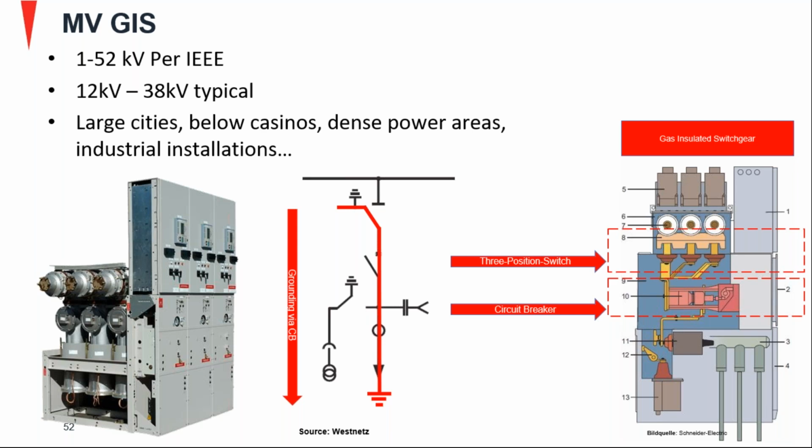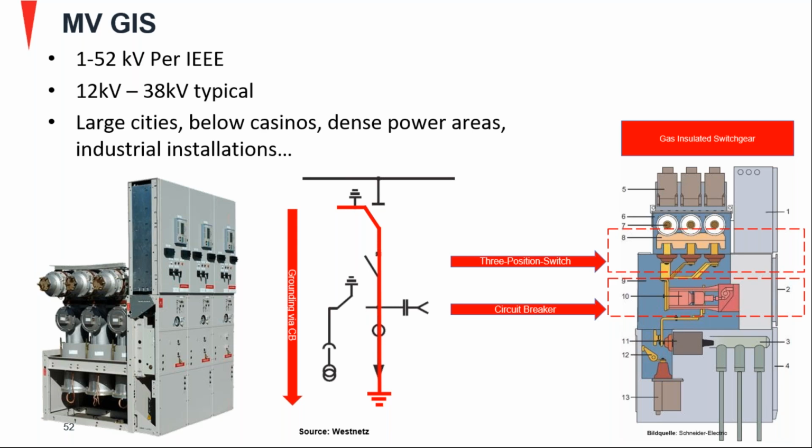I already made reference to the high voltage GIS. Now we are talking about medium voltage gas insulated switchgear. As per IEEE, they cover the area of 1 to 52 kilovolts. There's a standard for these medium voltage switchgears, IEEE C37.20.9. And most typical installations go from 12 to 38 kilovolts.